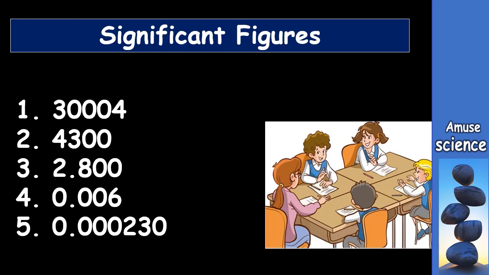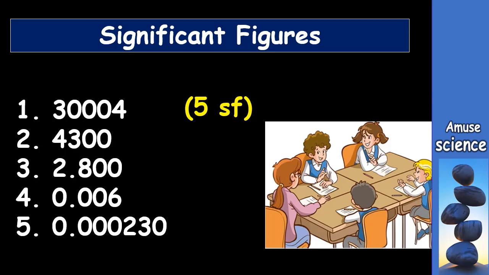0.0000230. Alright, so let's get to the first one. What do you think is the number of significant figures in this number? You can pause the video and work it out. In fact, you can pause the video and work it out for all the 5 before we continue. Alright, though there are zeros in the first number, all the zeros are captive zeros, and so they are counted as significant. In this case, we will have 5 significant figures in the first number.